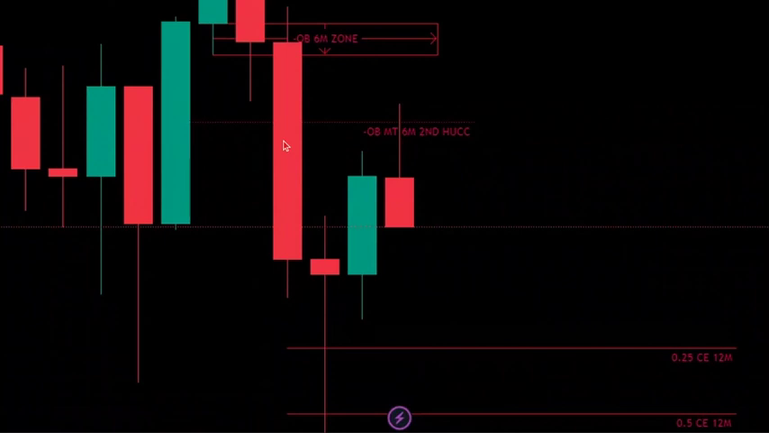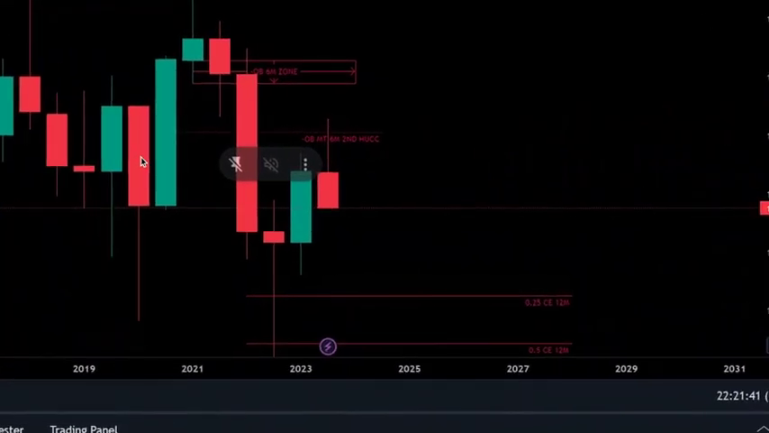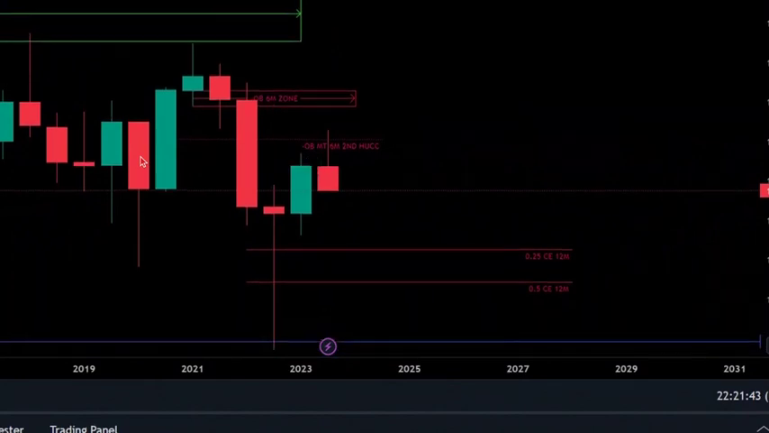So now we saw price reverse off of what? Mean threshold, right? Boom. Okay, so now we got to go down to the lower time frames. Let me make sure everything is marked up. Oh, we got a bullish order block we need to mark up.